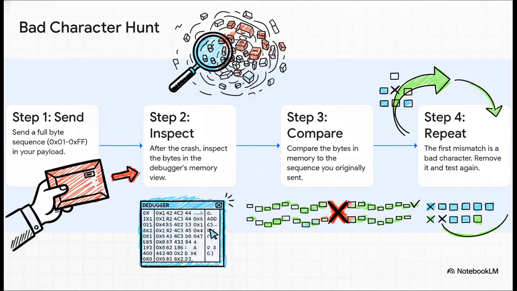Next up, hunting for bad characters. This can feel super frustrating, like you're just guessing in the dark. But you're not. The process is totally logical. You send a whole sequence of bytes, from 1 to 255. Then, you just look in the debugger and compare what you sent to what actually made it into memory. The very first byte that's different, that's your bad character. You take it out, and you do it again. It's a process of elimination, not a guessing game.